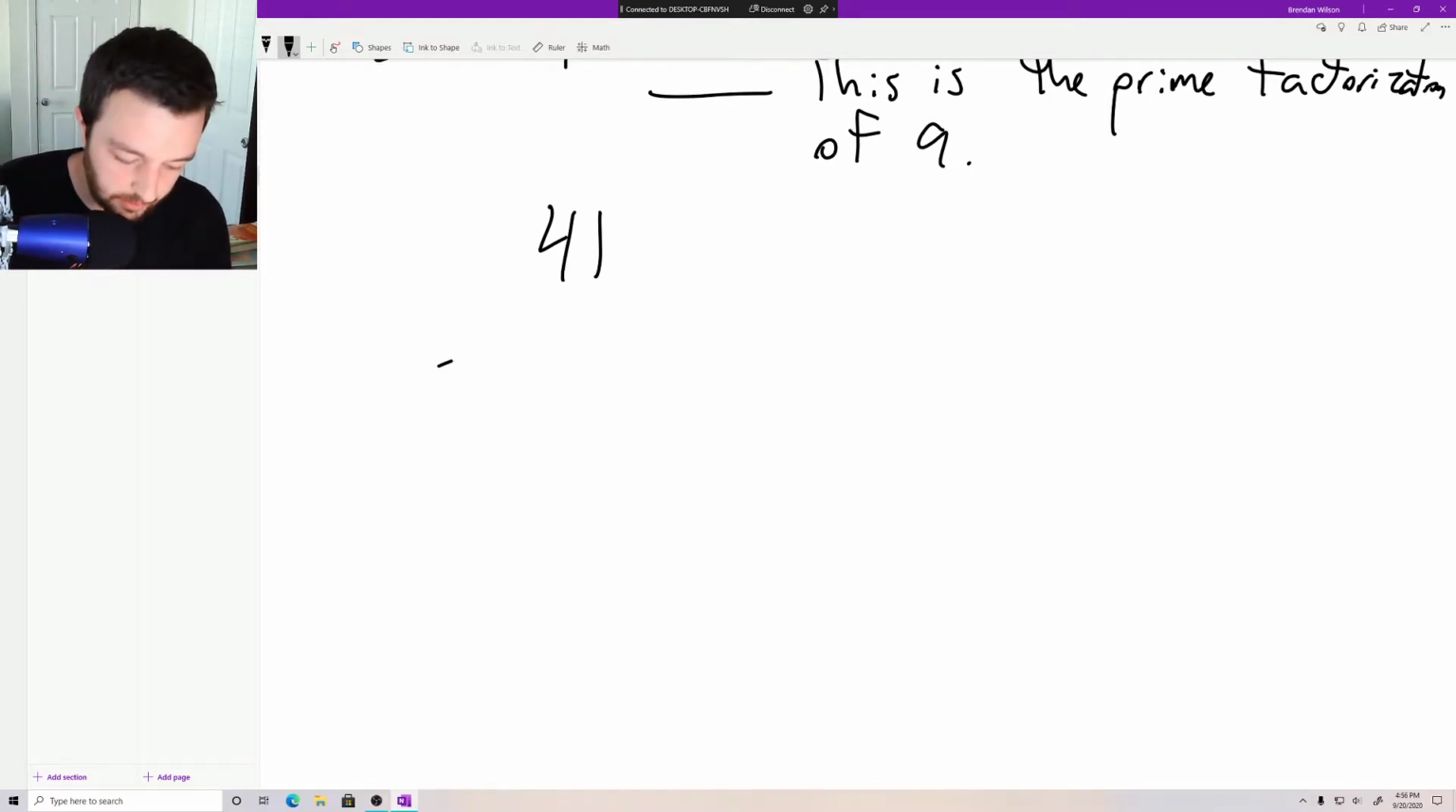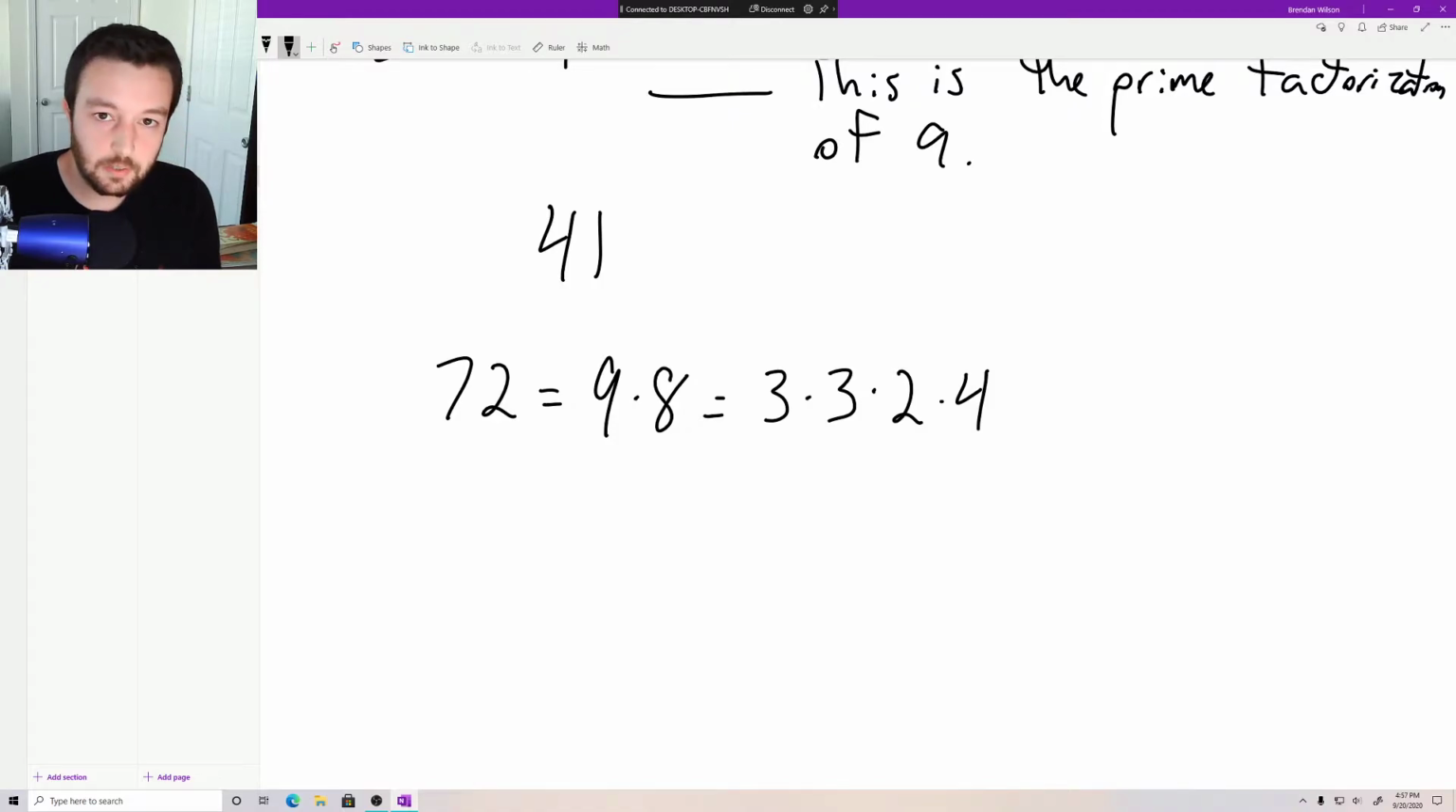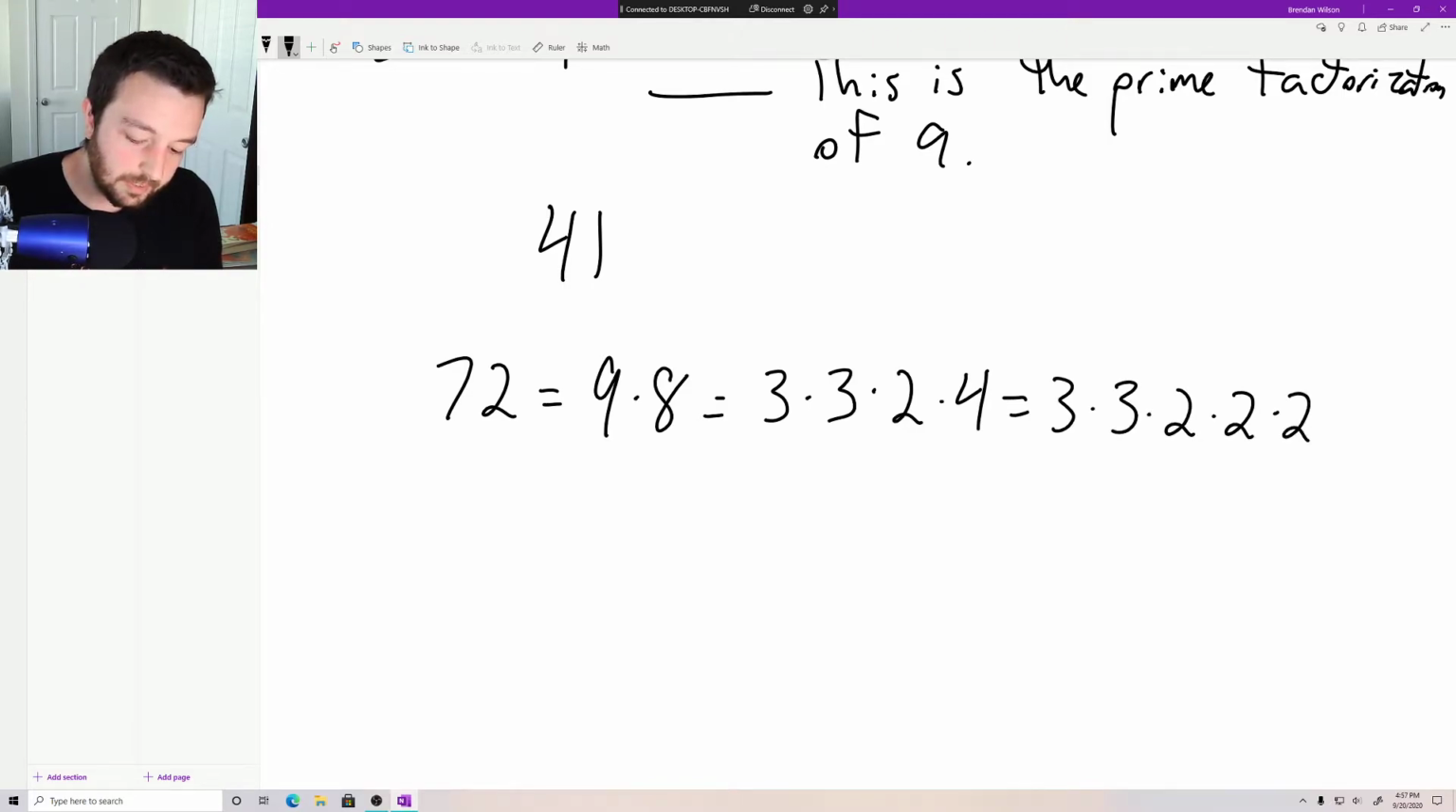Let's think about 72. We used this for factors last time when we found that it's equal to 9 times 8. But we can keep going further, right? 9 is equal to 3 times 3, and 8 is equal to 2 times 4. And now we're still not quite there because 4 is not a prime number. The rest of them are. So now we can just keep going. We break 4 down into 2 times 2, and now we have 3 times 3 times 2 times 2 times 2.